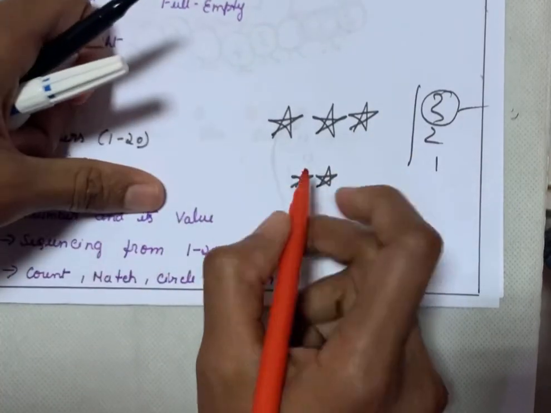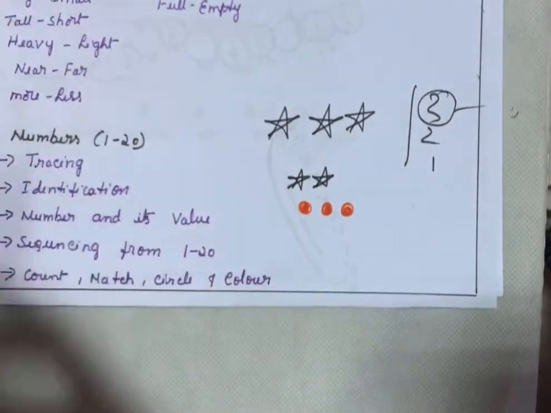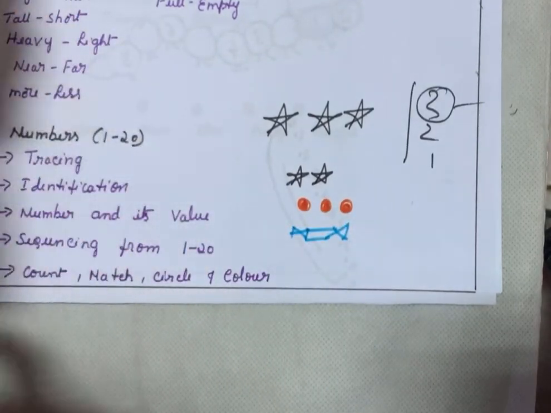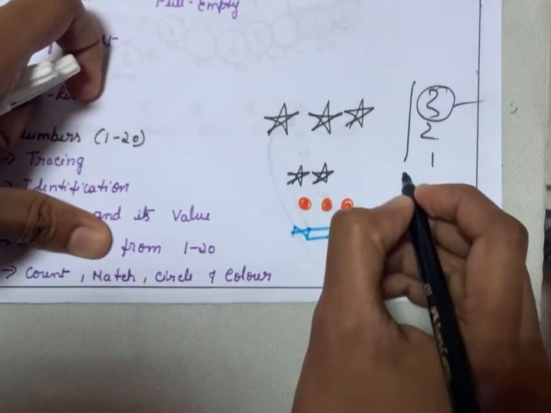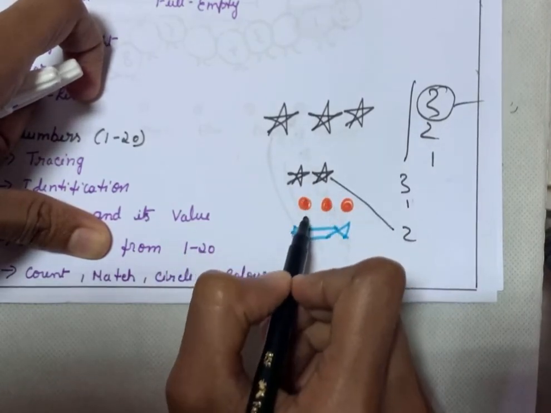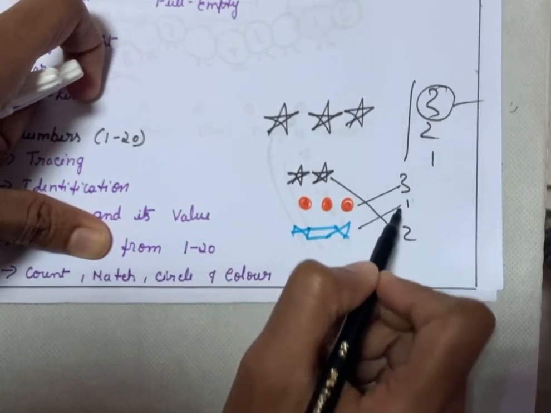these types of worksheets. You can draw any pictures, and here you write the answer. So they have to count 1, 2 and 1, 2, 3. They have to match with the correct answer.